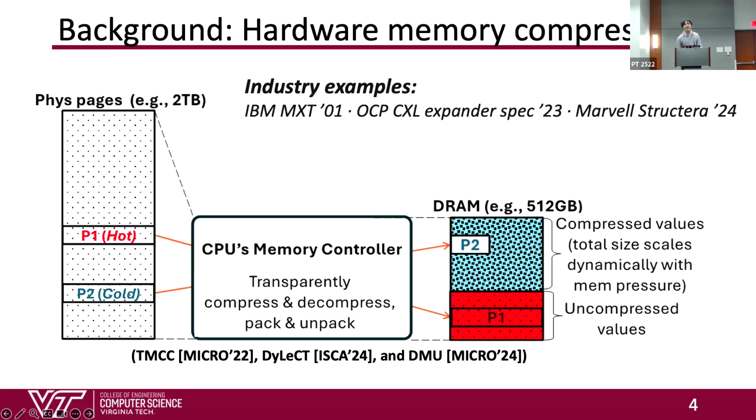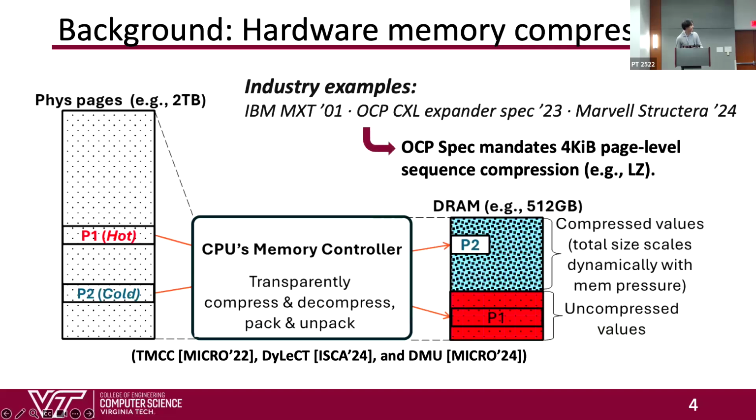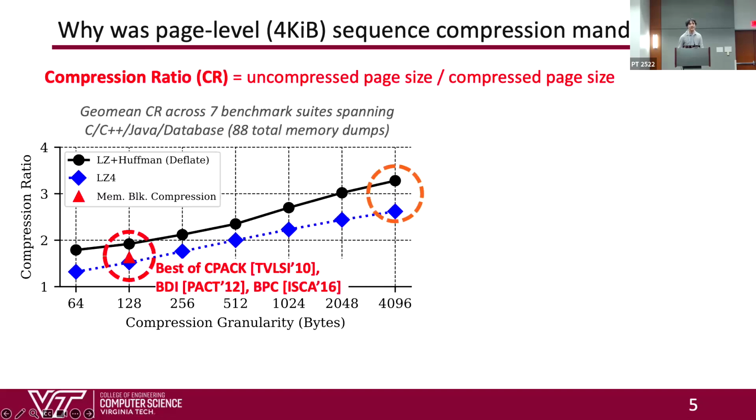So what type of compression algorithm do many of these use? I wanted to draw attention to the OCP hyperscale tiered memory expander specification, which actually mandates the use of LZ, specifically a type of sequence compression algorithm that operates at 4 kilobyte granularity, or a standard memory page. So why was page level sequence compression mandated?